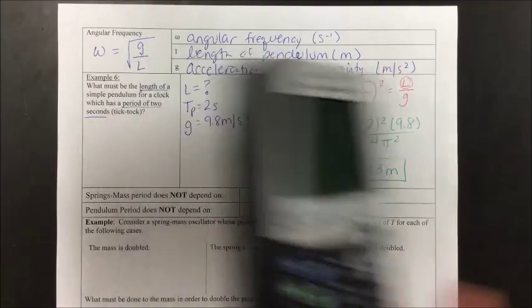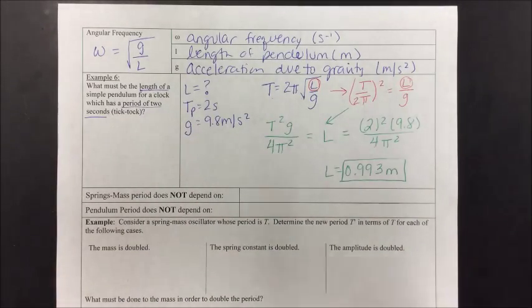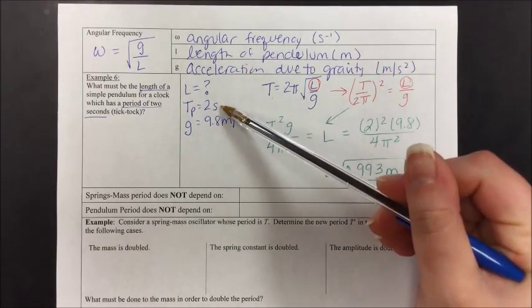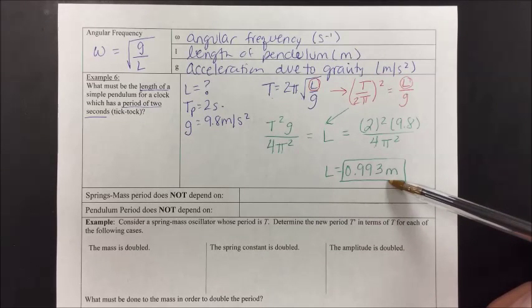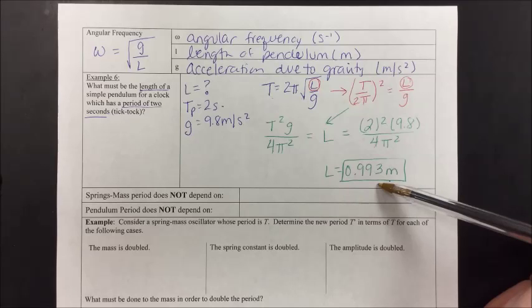So in order to get a period of 2 seconds on Earth, we have to have about a 1 meter long string.